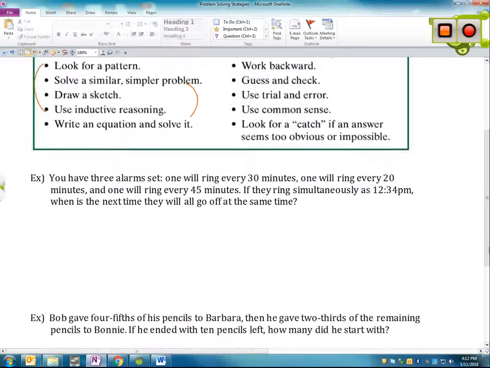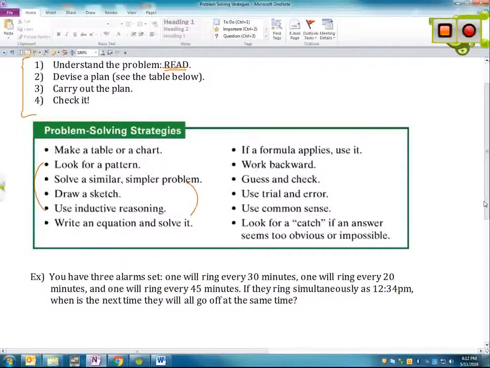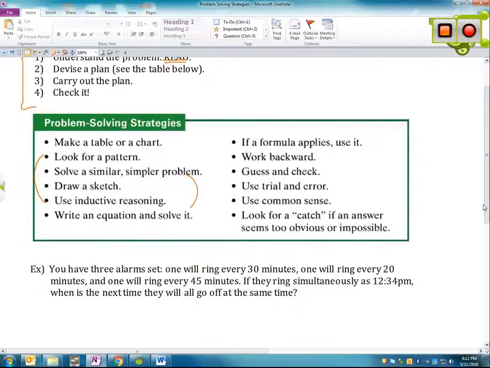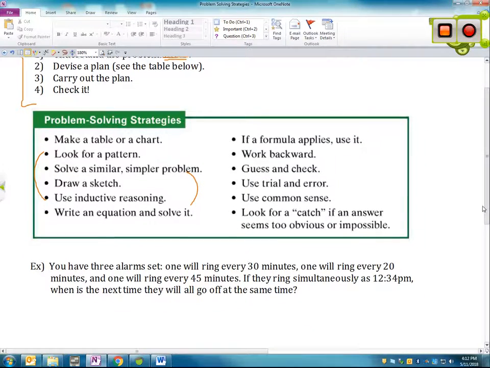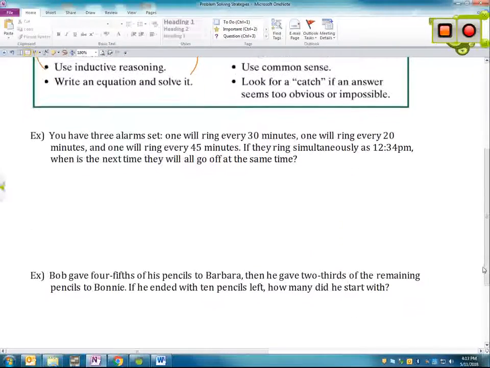Okay? All right, so, and then after we have devised our plan, then we will carry out that plan, or maybe a combination of a couple of these plans. And then, like I said, we need to check our answer and make sure that it is reasonable. So we're going to do 2 examples.